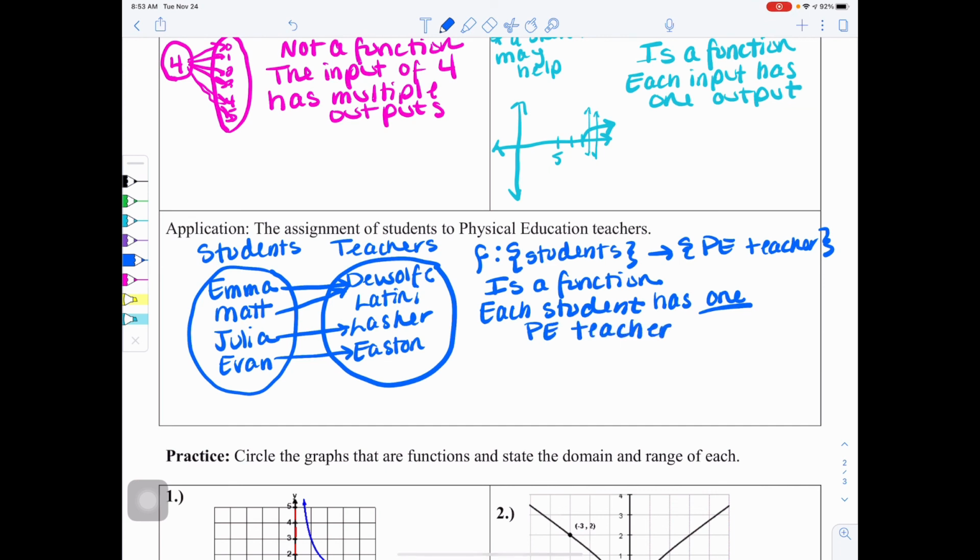Okay, and that concludes our lesson on the first day of representing, naming, and evaluating functions, day 1.